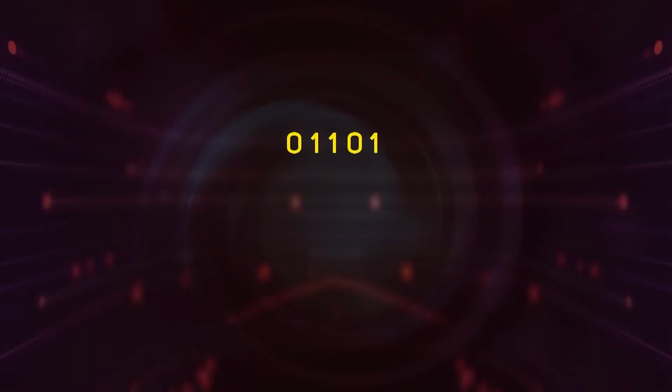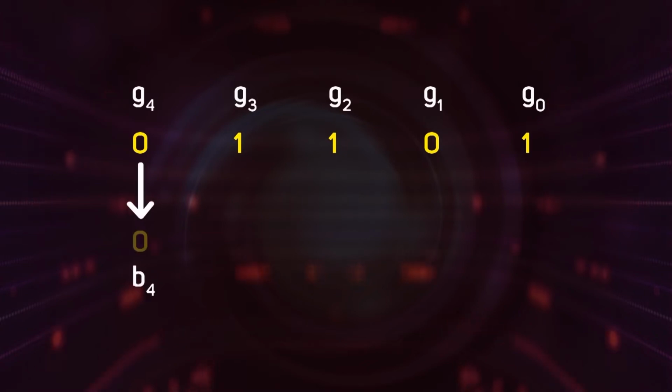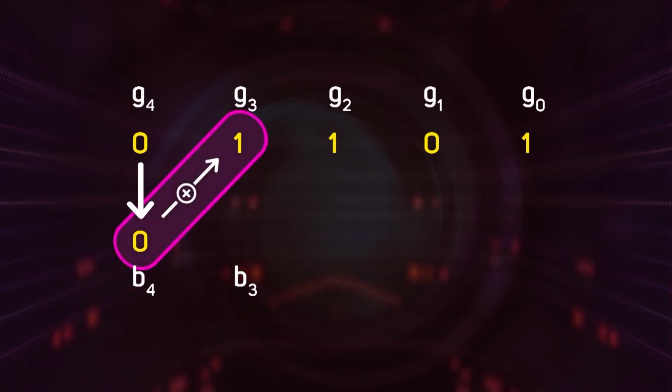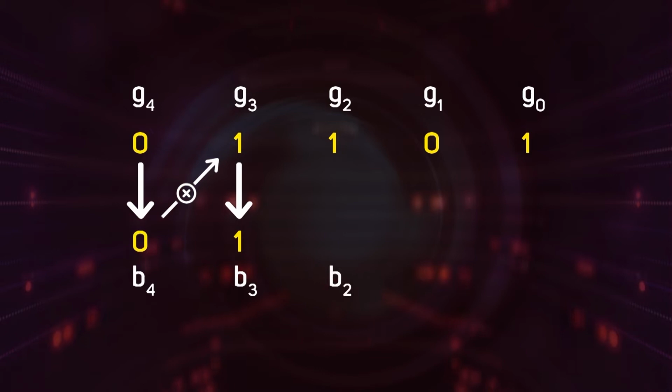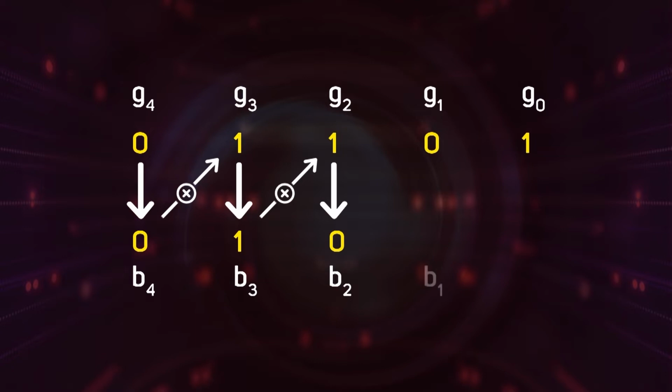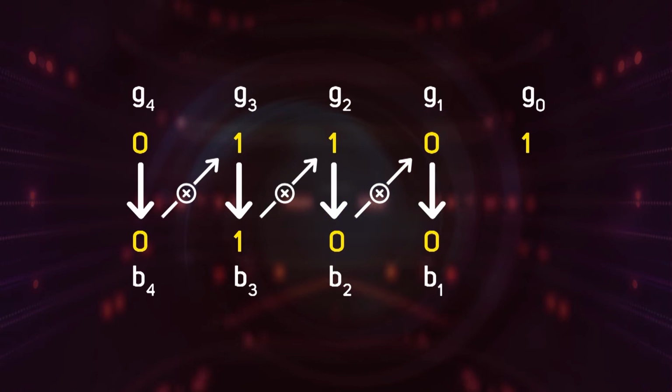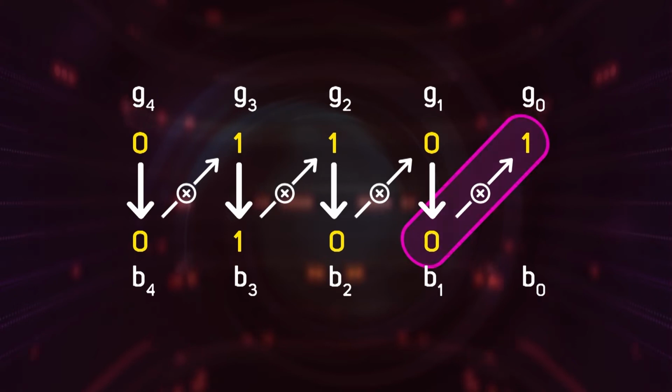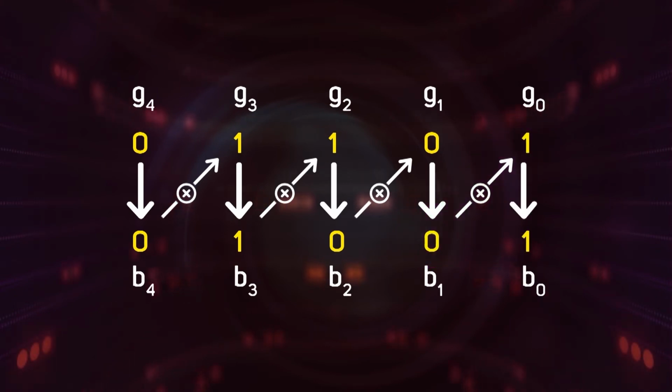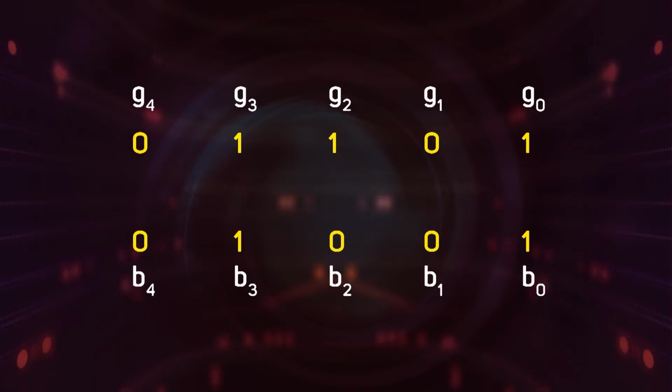Consider the gray code representation 01101. We have to convert it to binary. As per the rules, B4 equal to G4. Then B3 equal to B4 plus G3, that is 0 plus 1 equal to 1. Then B2 equal to B3 plus G2, that is 1 plus 1 equal to 0. Then B1 equal to B2 plus G1, that is 0 plus 0 equal to 0. Then B0 equal to B1 plus G0, which is equal to 0 plus 1 equals 1. So, finally, we get the answer 0, 1, 0, 0, 1.